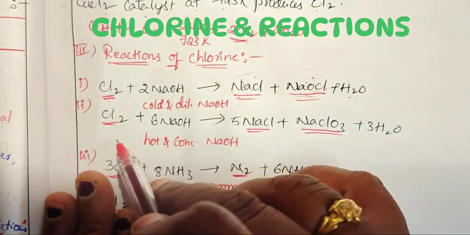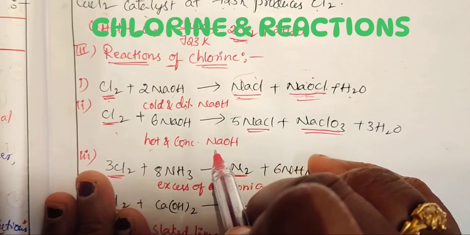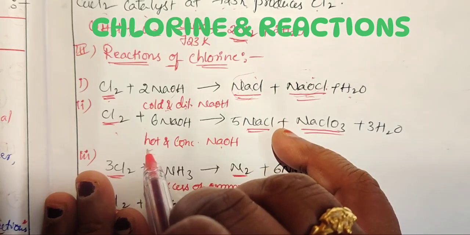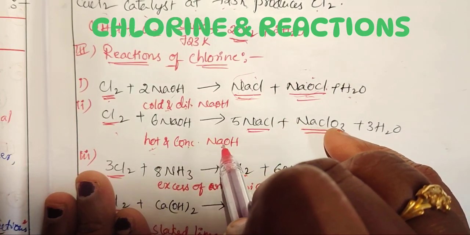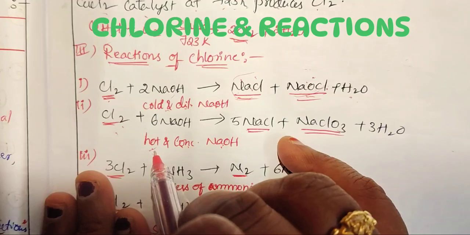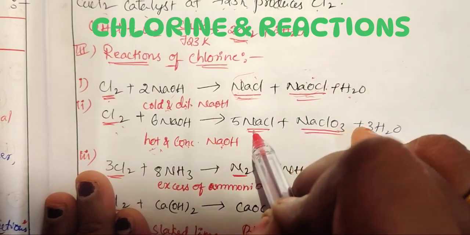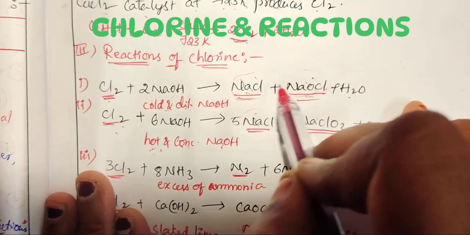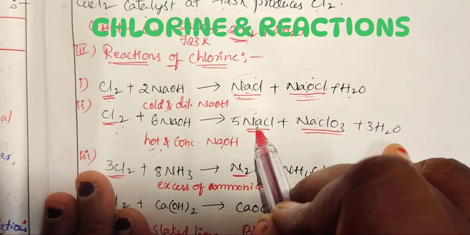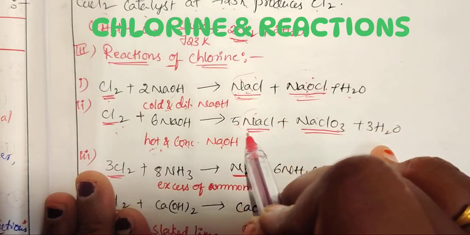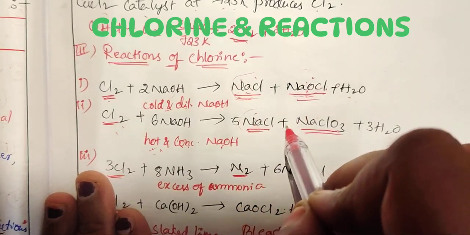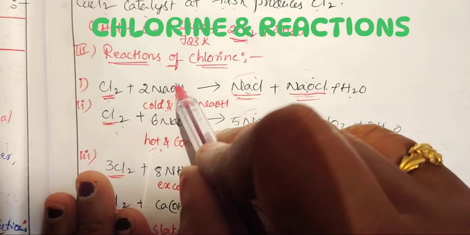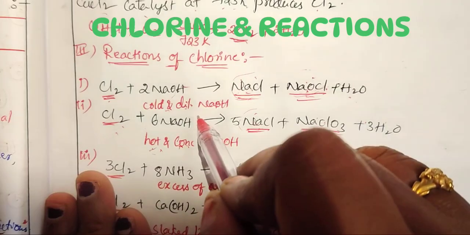And what is the reaction of chlorine with hot concentrated NaOH? This is cold and dilute NaOH, and this is hot concentrated NaOH. Chlorine reacts with hot concentrated NaOH and gives NaCl and NaClO3. Here in cold dilute NaOH we get NaCl and NaOCl, whereas in hot concentrated NaOH it gives NaCl and NaClO3. Water molecules are common in both cases.